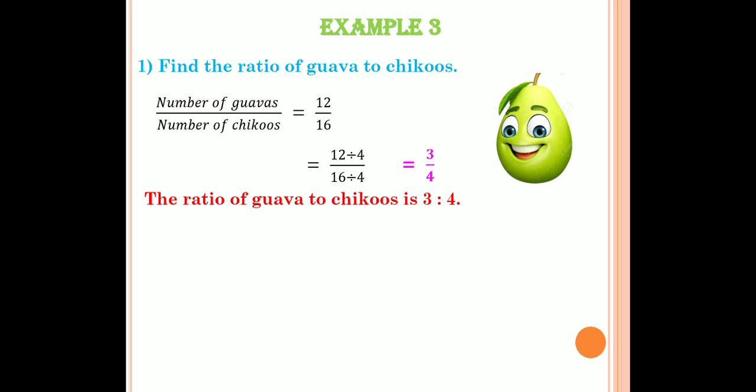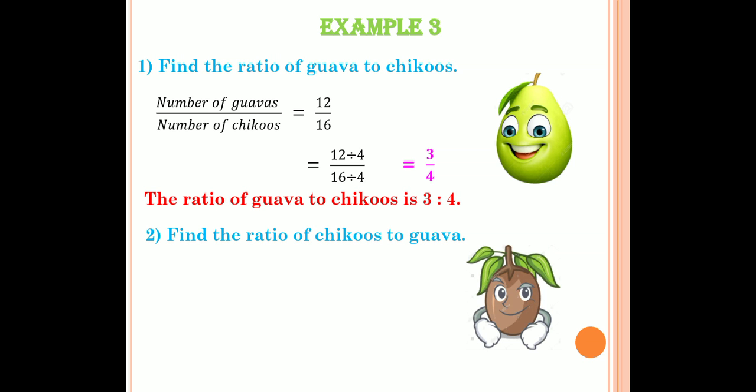Then moving ahead, second example, same thing. Now we have inverted it. The question states find the ratio of chickus to guavas. First we had guavas to chickus, so that time we had guavas in the numerator and chickus in the denominator. But here the question is chickus to guavas, so the chickus will be in the numerator and guavas will be in the denominator.